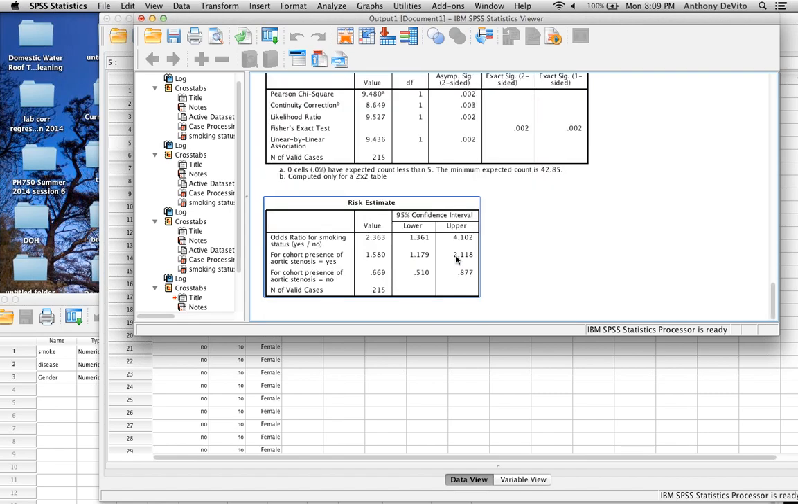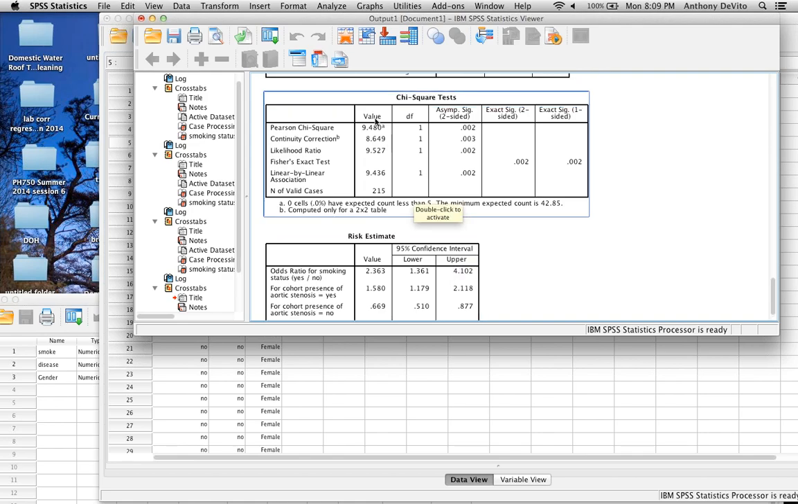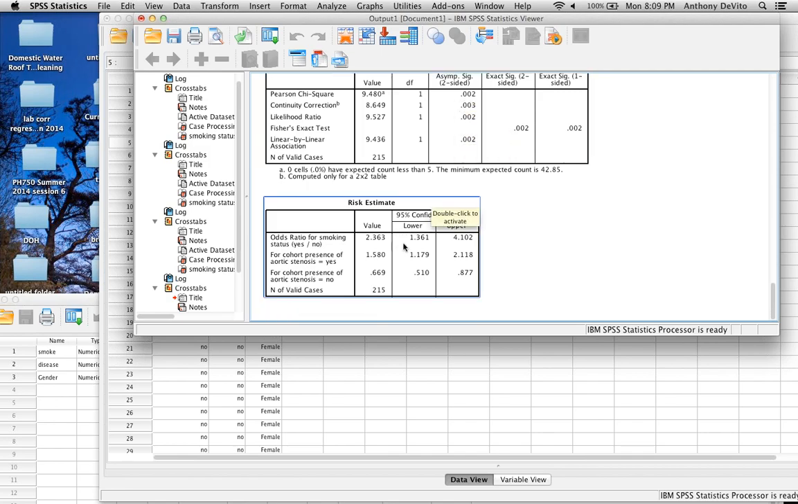So we know that we can reject the null hypothesis because our Pearson's chi-square value was bigger than our critical value, because the significance or p-value for that analysis was less than 0.05, because our odds ratio for smoking status versus aortic stenosis excludes the number one, and because our relative risk confidence interval excludes the number one. Those four things give us justification for rejecting the null hypothesis.